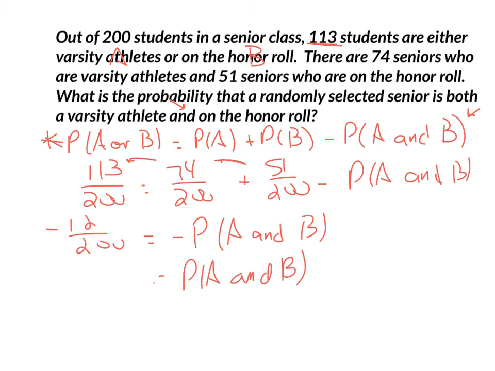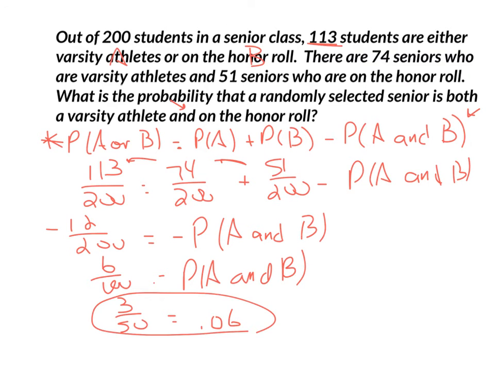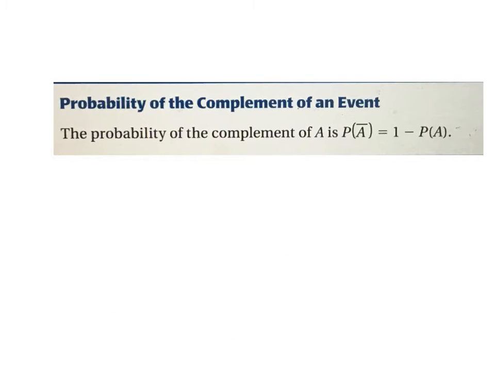So 12 over 200 reduces to 6 over 100, which keeps on reducing to 3 over 50. So you can write your answer 3 over 50 or 0.06, either one. So I actually had to use the formula, kind of go backwards that time. So make sure you have that formula down from that slide earlier where I told you to make sure you get that stuff down.